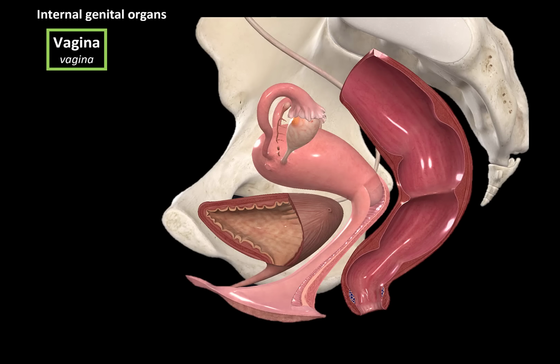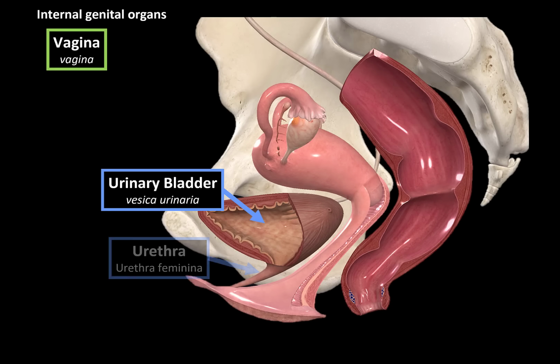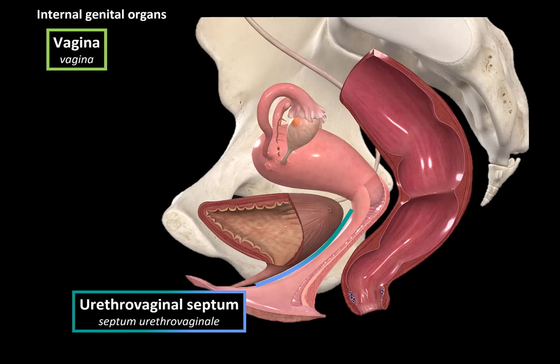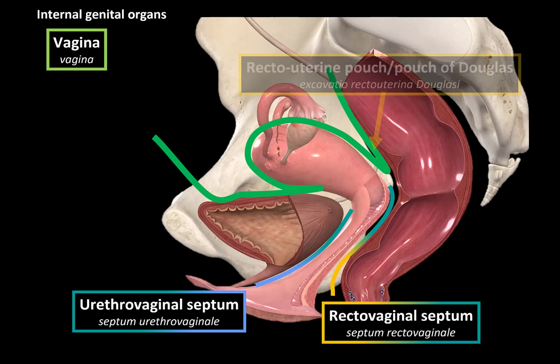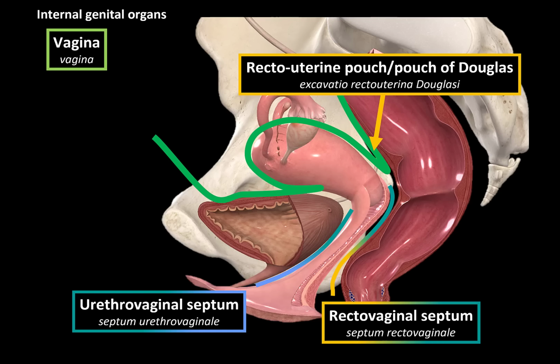Alright, let's change the angle. In front of the vagina, you will find the urinary bladder and the urethra. So between them, you will find the urethrovaginal septum, which is just a plate of connective tissue. And behind the vagina, you will find the rectum. So in between them is the rectovaginal septum. And as the peritoneum covers the inner walls of the pelvis, it forms a pouch called the recto-uterine pouch, or sometimes also referred to as the pouch of Douglas.